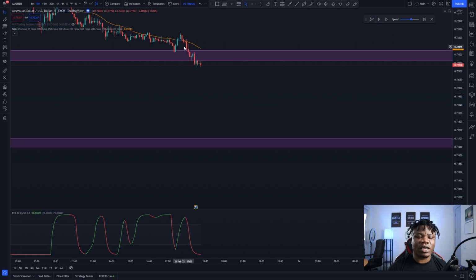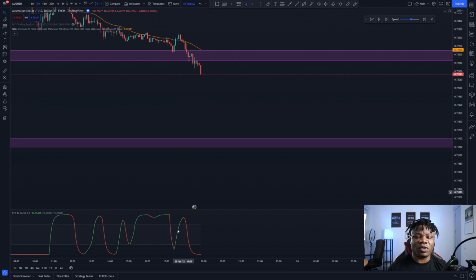So right over here we can see that the 25 SMA is actually below price, and we have a break of structure. Now all we're simply waiting for is an engulfing candle, or you can wait for a retest, then you can get in a sell position. So we're just waiting here.